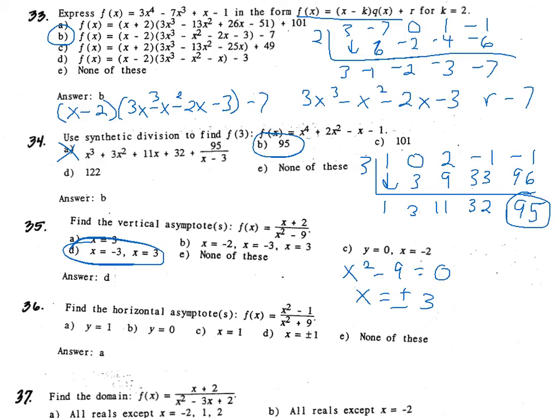For number 36, we want to find the horizontal asymptotes. And we see that the degrees are the same. So we divide by our leading coefficients, which is just 1. And since it's a horizontal asymptote, it's going to be y equals 1. X equals is for vertical asymptotes.